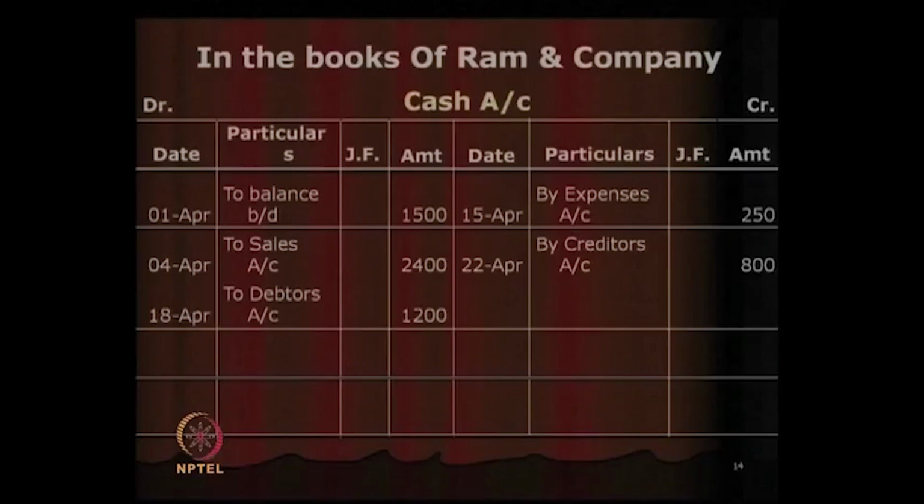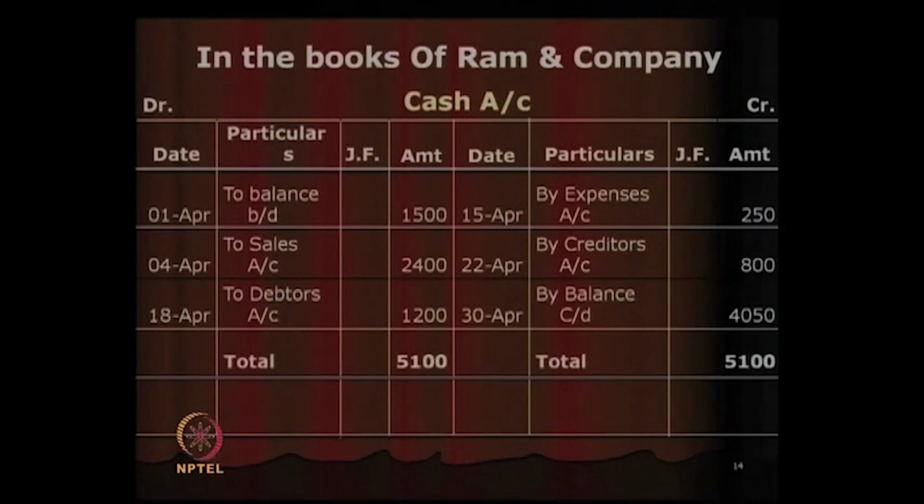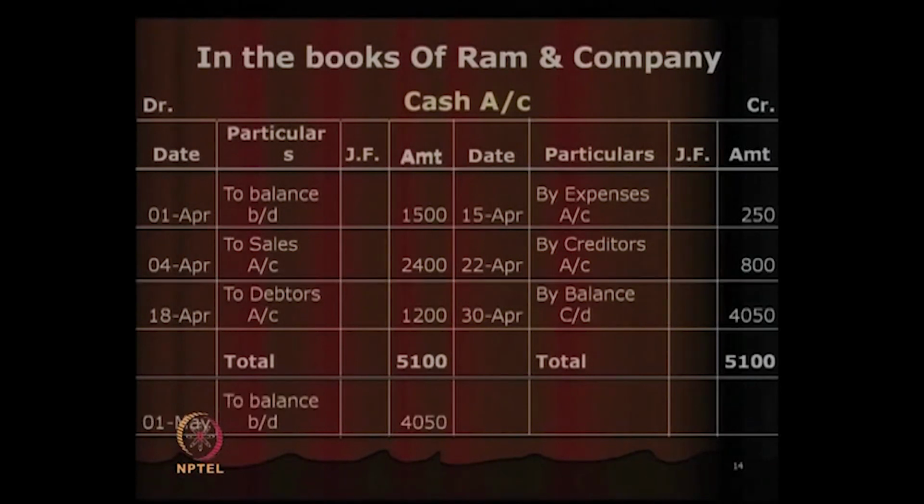Now since all transactions are over, on 30th April I will make the balance. So if I take the total on debit side, it is 5100. My expenses are 250 and 800, which I will reduce. So I get the balance of 4050 and it is shown as by balance carried down. Next month at the beginning, on 1st May, I will say to balance brought down 4050. Have you understood what is a ledger account?